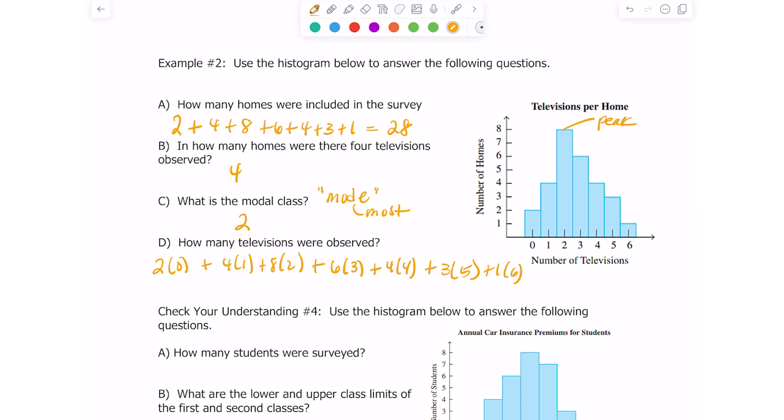So here it would just be 0 plus 4 plus 16 plus 18 plus 16 plus 15 plus 6. So 4 plus 16 is 20, plus 18 is 38, plus 16 is 54, plus 15 is 69, plus 6 is 75. So there's 75 televisions that were observed.